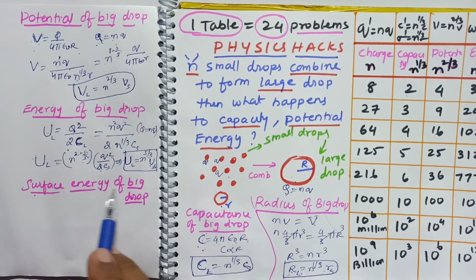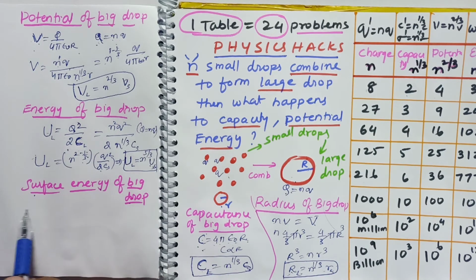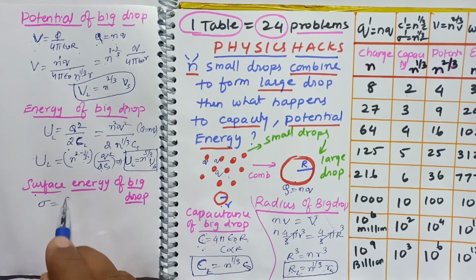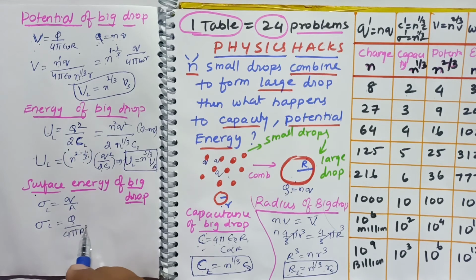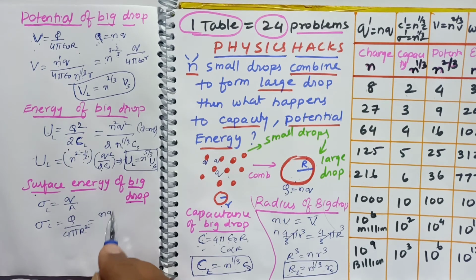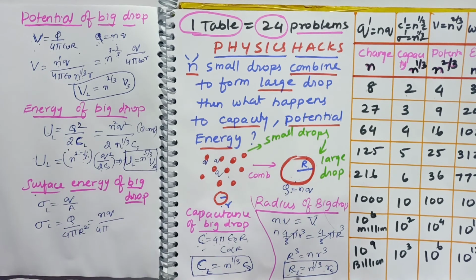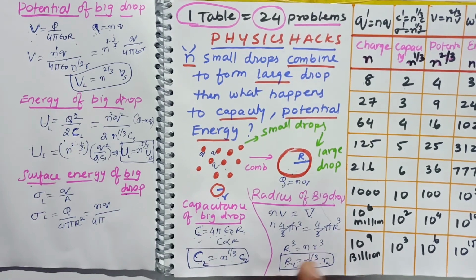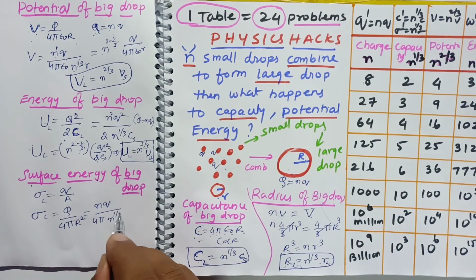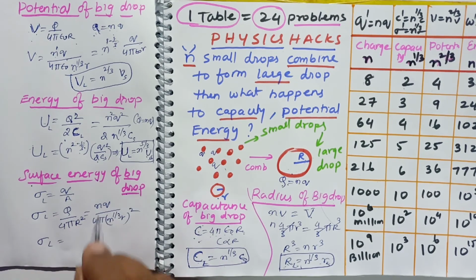Next, surface energy of a bigger drop. How are you going to find the surface energy? You know surface energy is nothing but charge per unit area. So sigma of a larger drop is going to become Q by A, where A is 4 pi r square, the formula for a spherical surface. But this Q can be written as n into small q, and capital R for a larger drop can be written as n power 1 by 3 into small r, whole square. So sigma for the larger drop is n, and this will become n power 2 by 3.